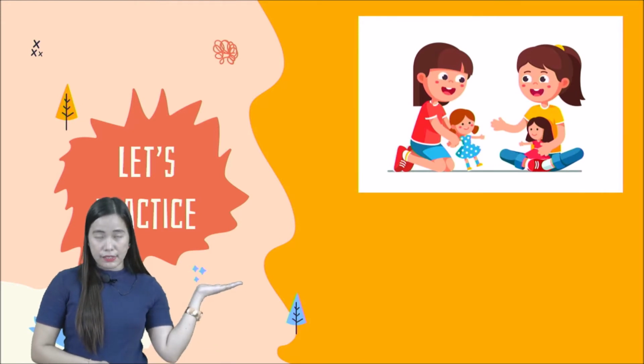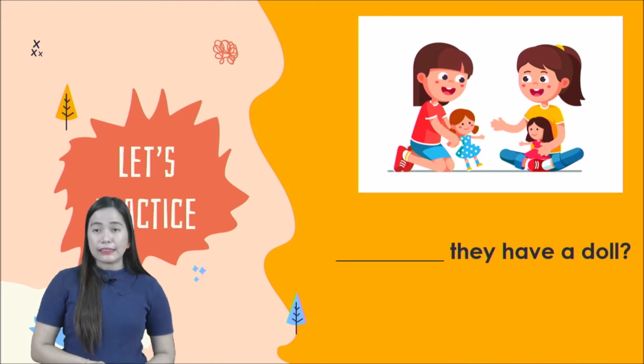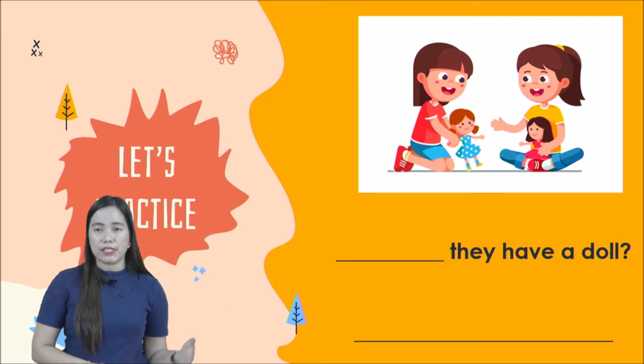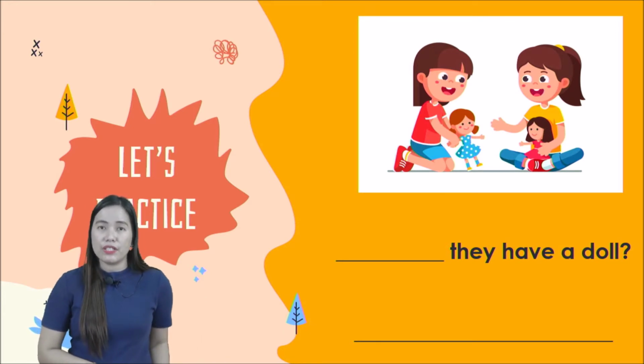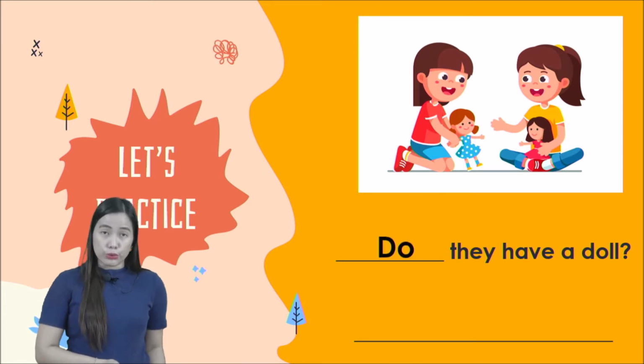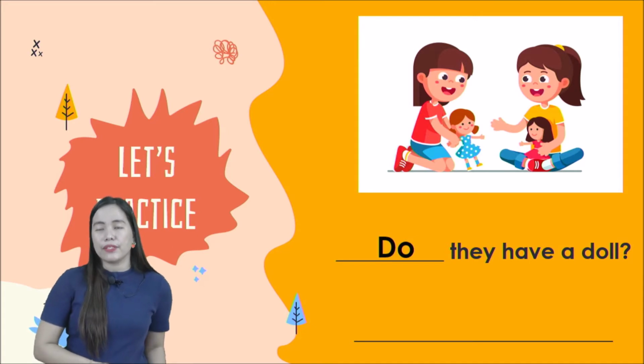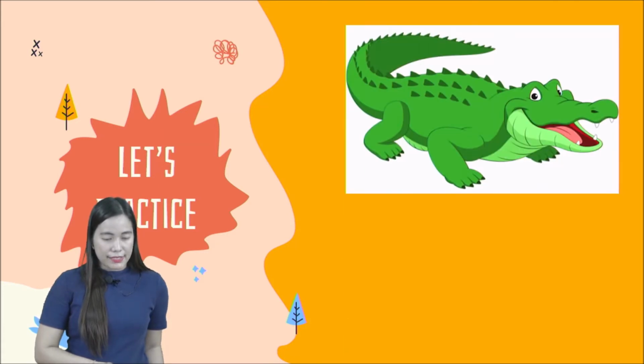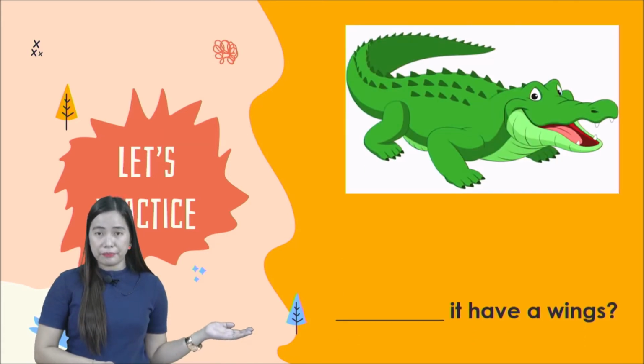Again, one. Look at the picture. Blank, they have a doll. Then, what you will use? Do or does? Your subject is they because they are two. What you will use? Very good. Do. Do they have a doll? What would be the answer? Yes, they do. Okay. Next, look at the picture.